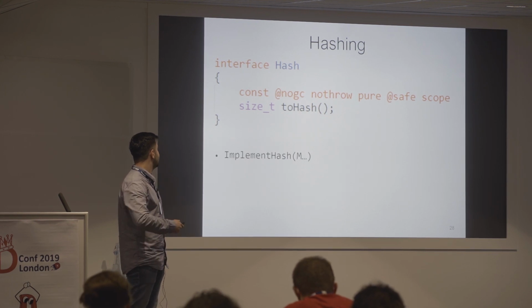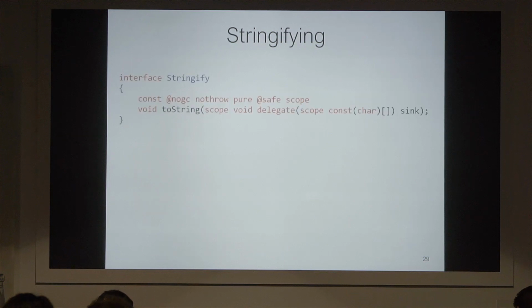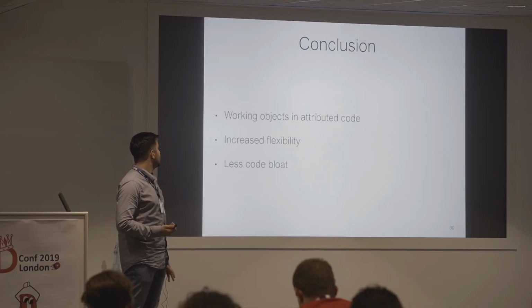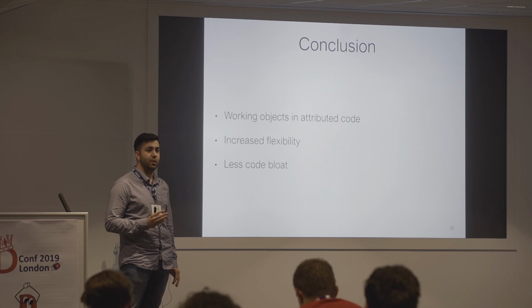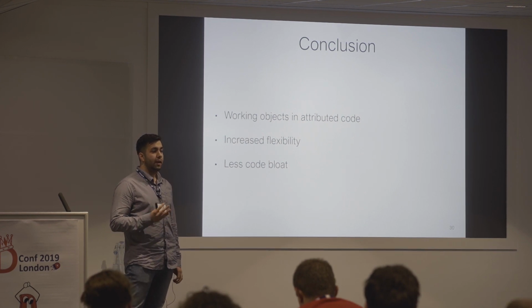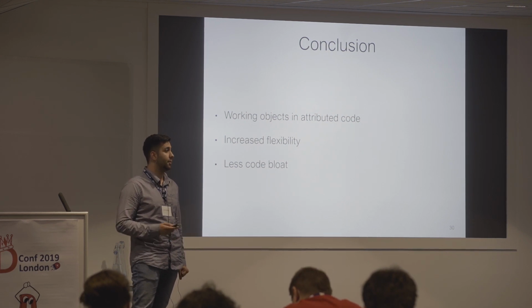Again, for hashing, we have the same mixins that aid us. And as I said, the string takes a delegate, and the delegate also needs to have all the attributes, so that I just try to make it fit the screen. In conclusion, we have a proof of concept that it's both flexible and able to work in attributed code, and we have ways of reducing the code bloat that the user would have to type.